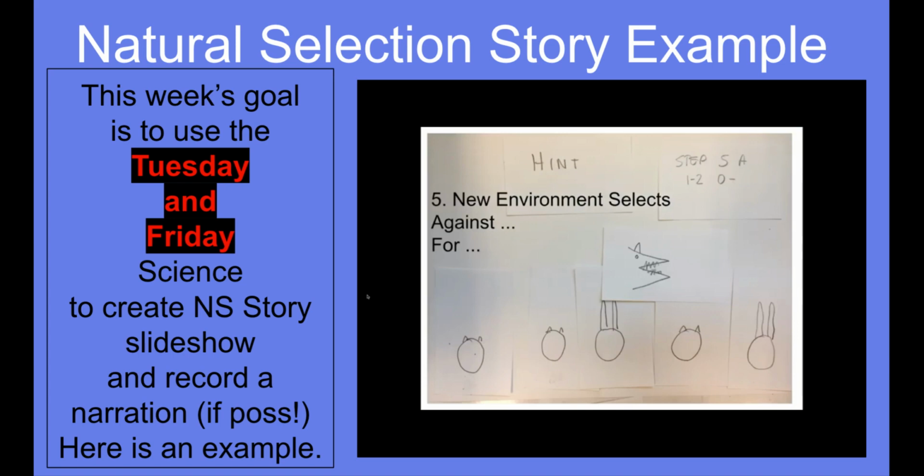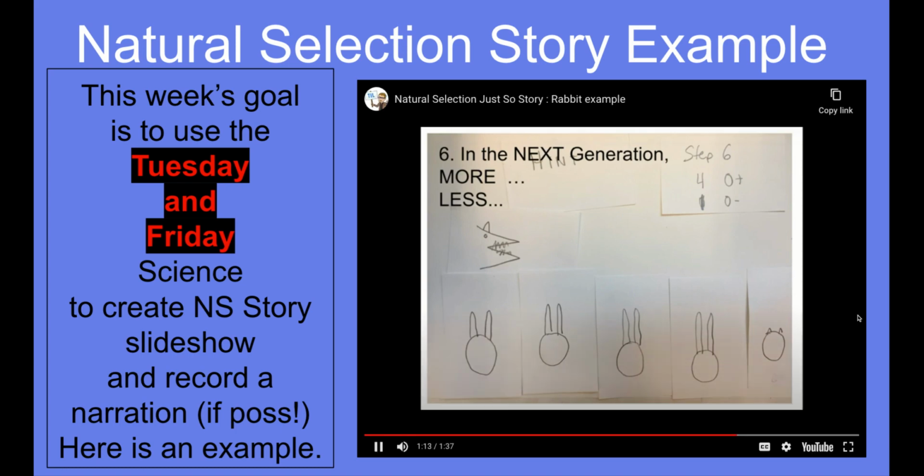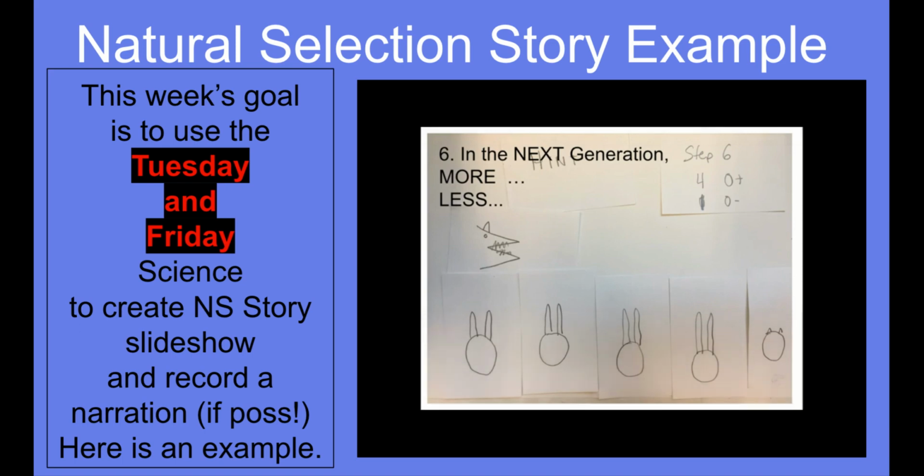This new environment selects against the short-eared rabbits because the wolves can sneak up on them and eat them up. The new environment selected for long-eared rabbits because the long-eared rabbits hear the wolves and run away sooner. In the next generation, the rabbit population will have fewer rabbits. There will be fewer rabbits with shorter ears and more rabbits with longer ears because long-eared rabbits reproduce more often because they're avoiding being eaten.